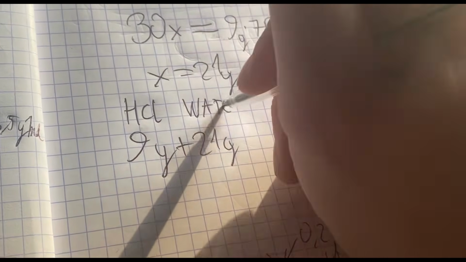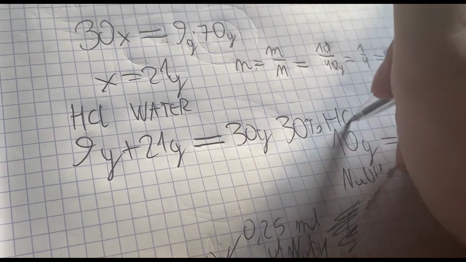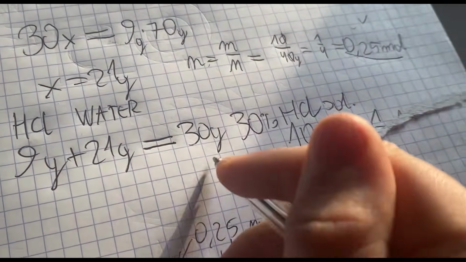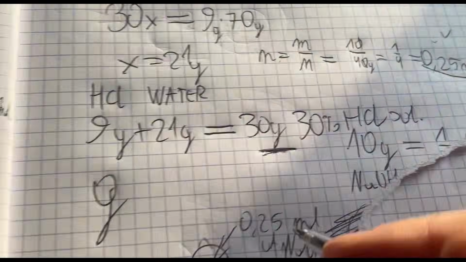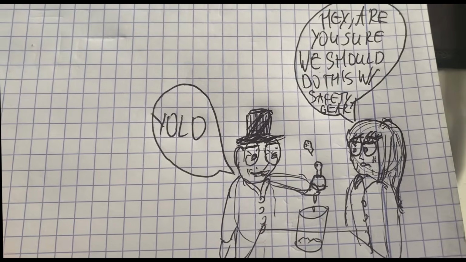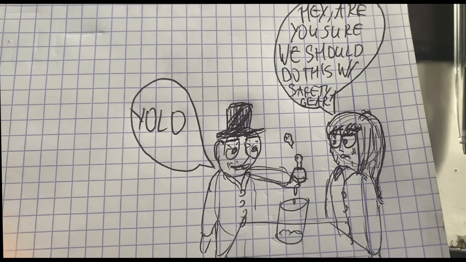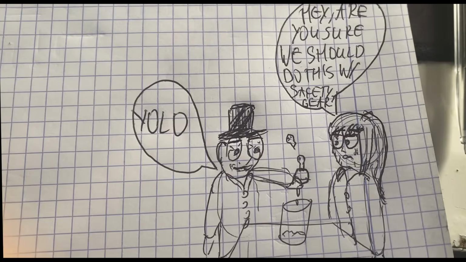Adding 9 and 21 makes for 30 grams, which means we need 30 grams, not milliliters, of a 30% HCl solution. Notice how I constantly say grams. Now we can technically mix those two, and not accounting for the exothermic reaction and safety, we will be able to neutralize all of this, assuming all of this mixes fully.